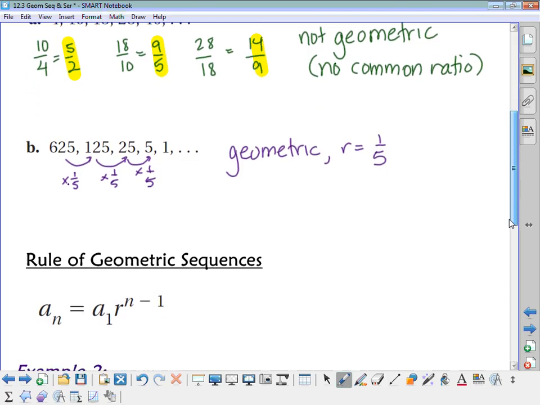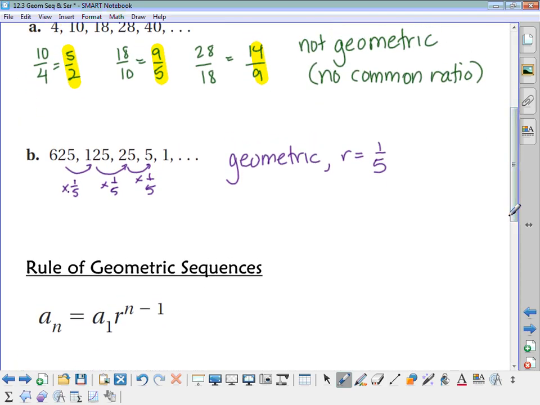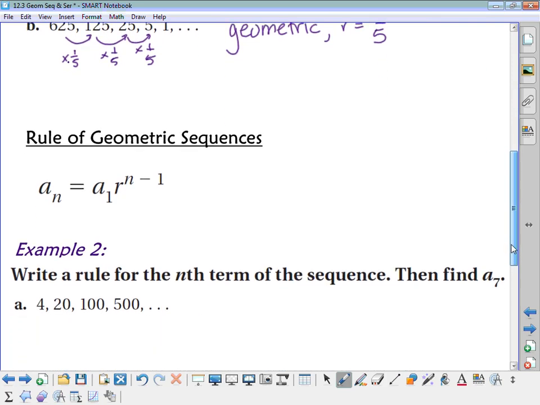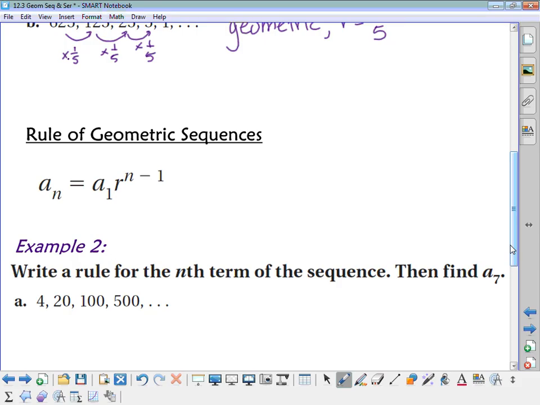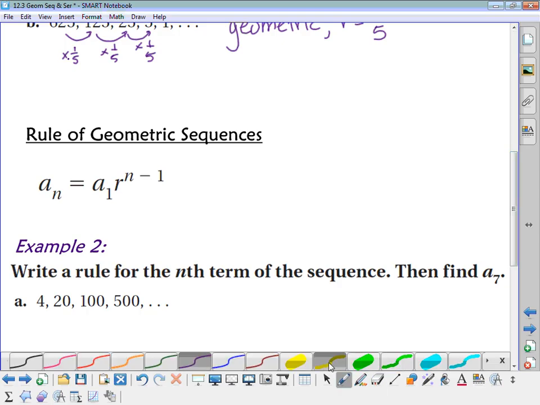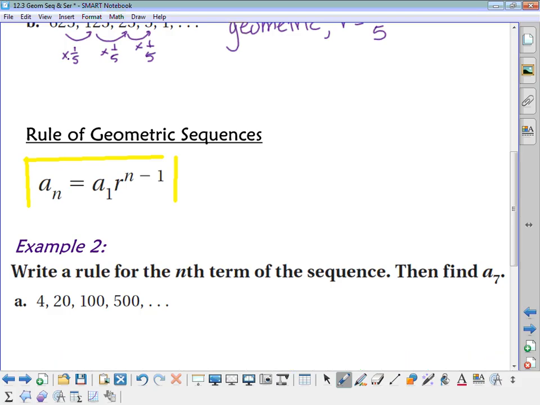All right. So the rule for a geometric sequence is just a sub n equals a sub 1 times r to the n minus 1. Because we're multiplying by r over and over and over again, right? So when you multiply by something over and over again, that's an exponent, right? And the reason that it has to be n minus 1 is I want my first term to come out to be a sub 1. So first of all, you guys are going to want to memorize that.